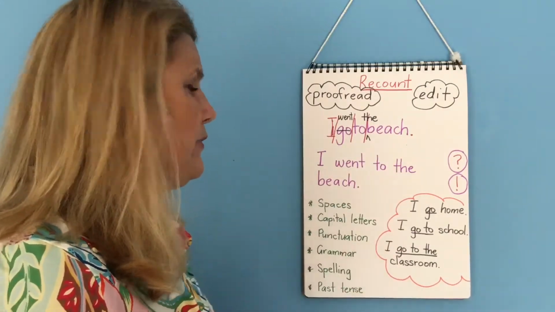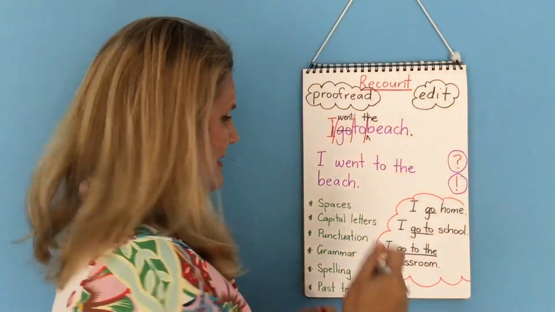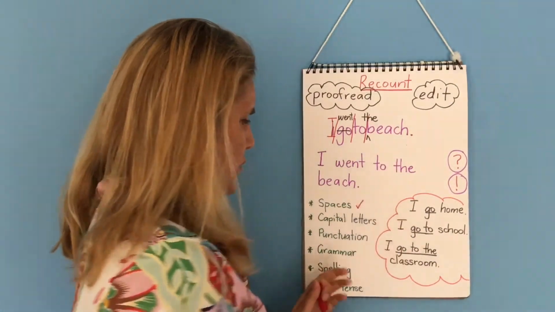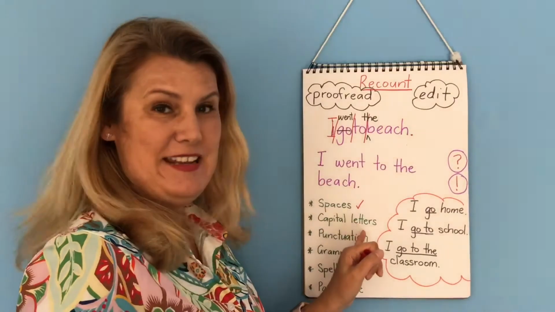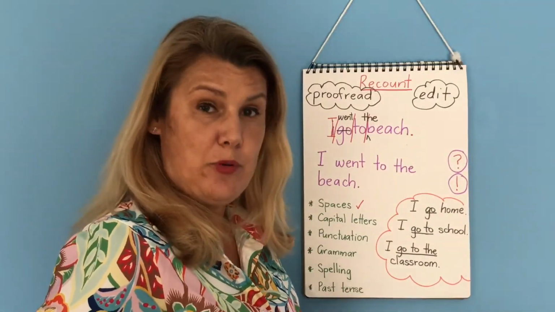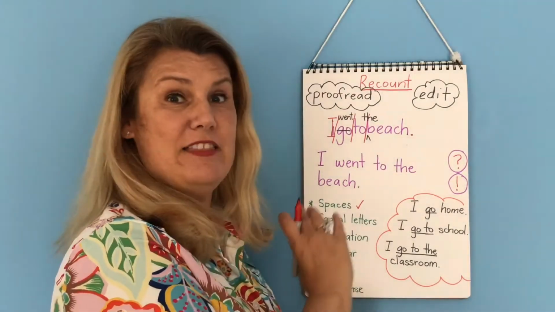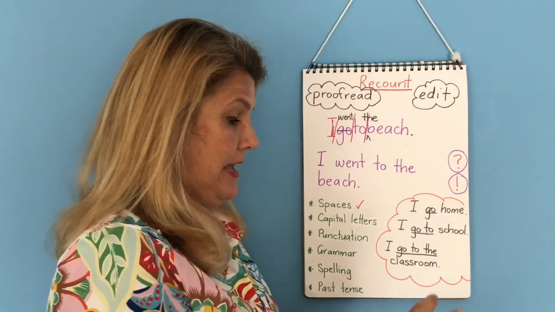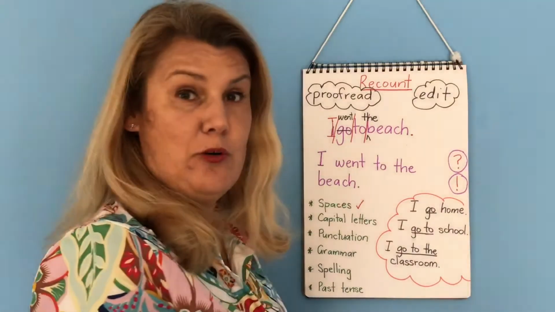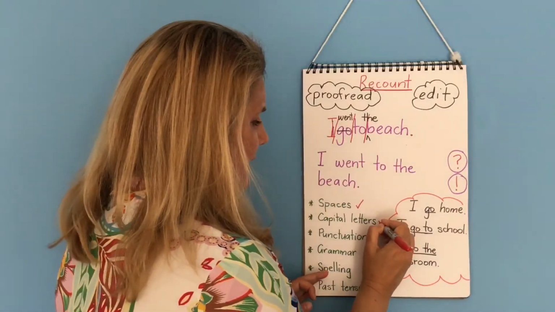So let's check for spaces. Did we remember our finger spaces? Yes, let's give that a tick. Woohoo! Next one, capital letters. Capital letters go at the beginning of a sentence and for proper nouns like the names of people, the names of places. Even when you write the title of your story, it will need capital letters too. More about that later. So in this case, yes, we did our capital letter where it needed to be.